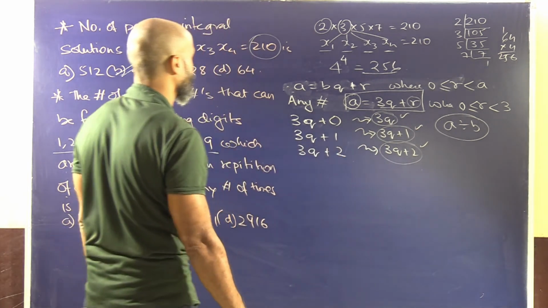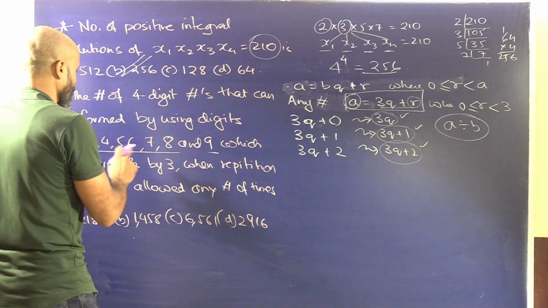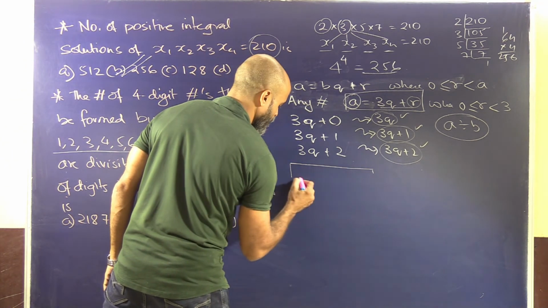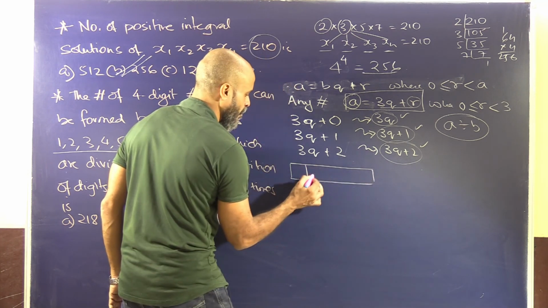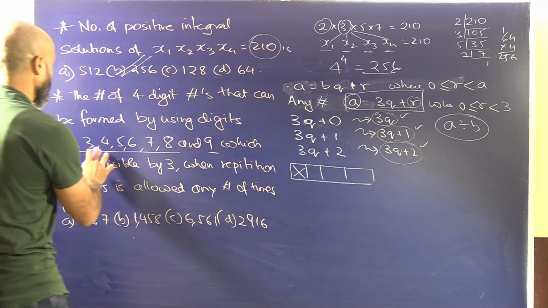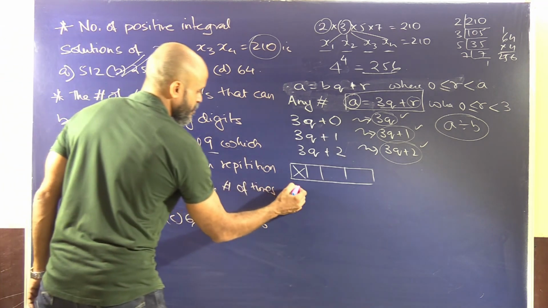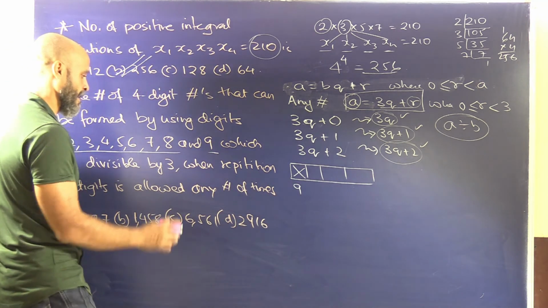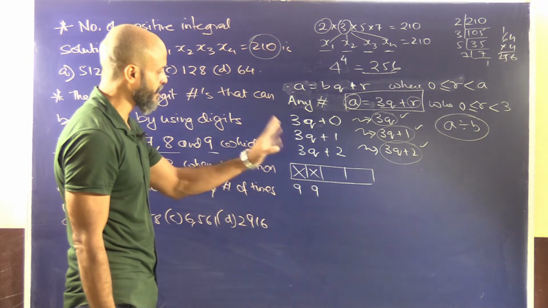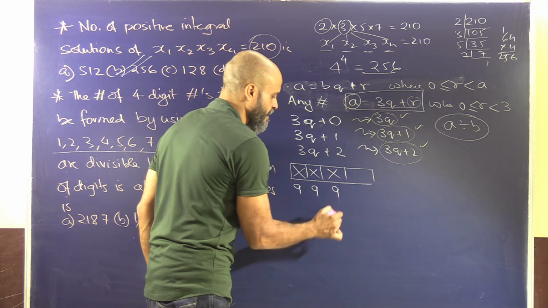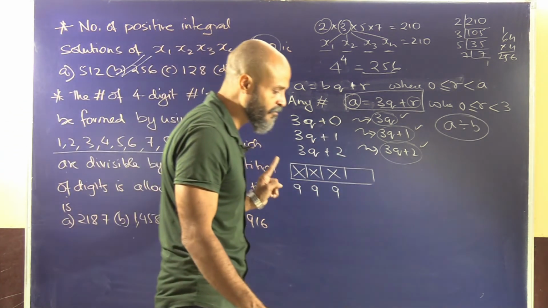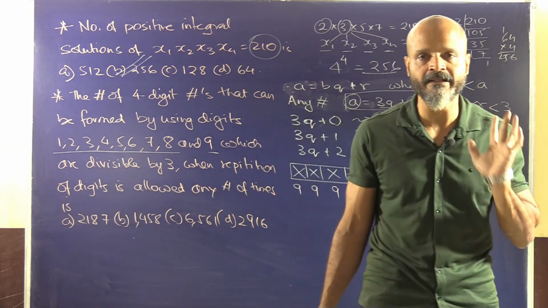Okay, so now we have to form a 4-digit number, with places 1, 2, 3 and 4. These 4 places can be occupied by any of the digits. So we have 9 ways to fill the first. Again, repetition is allowed, so again 9 ways to fill the next. Now we have to think about this, because we have to make this number divisible by 3.